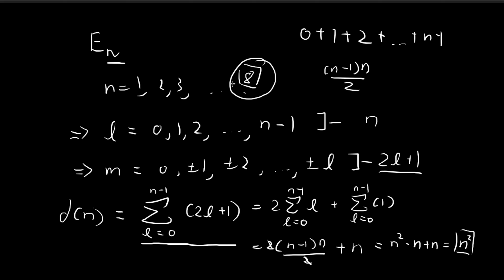So if, let's say, you're dealing with a case where n is equal to 8, you get a certain energy level, and there will be a total of 8 squared states that share the same energy level. And this is how you can obtain the degeneracy for the electron in a hydrogen atom.